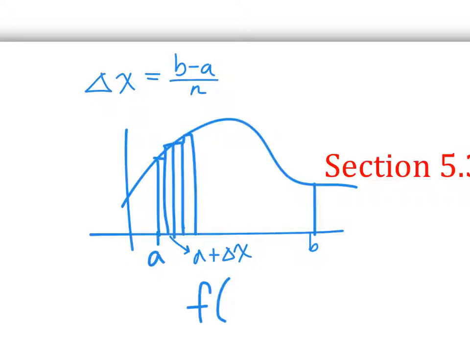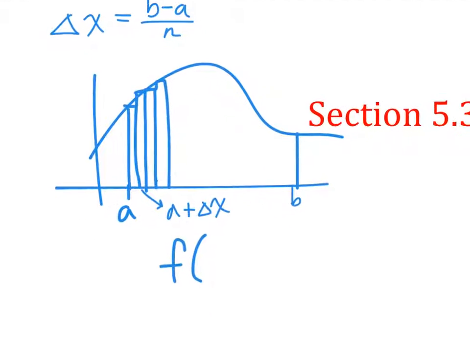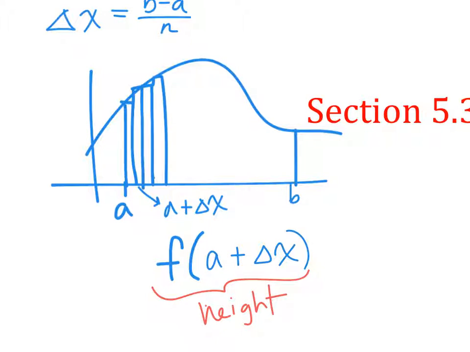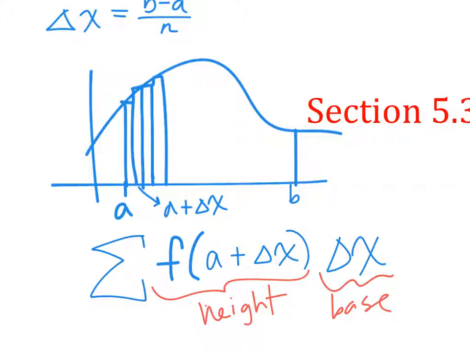right? So then we can say that to get from the first to the second, it's going to be a plus delta x. So this is the height. And we are going to multiply by the base. And we're going to add up all of them. So then we're going to say the sum of.